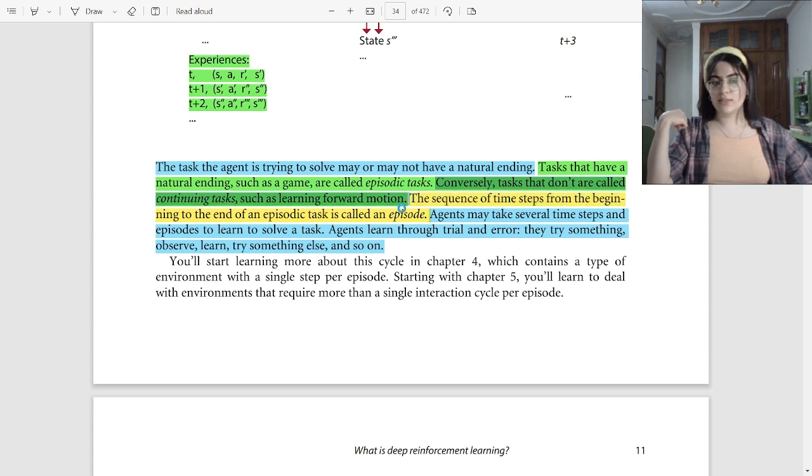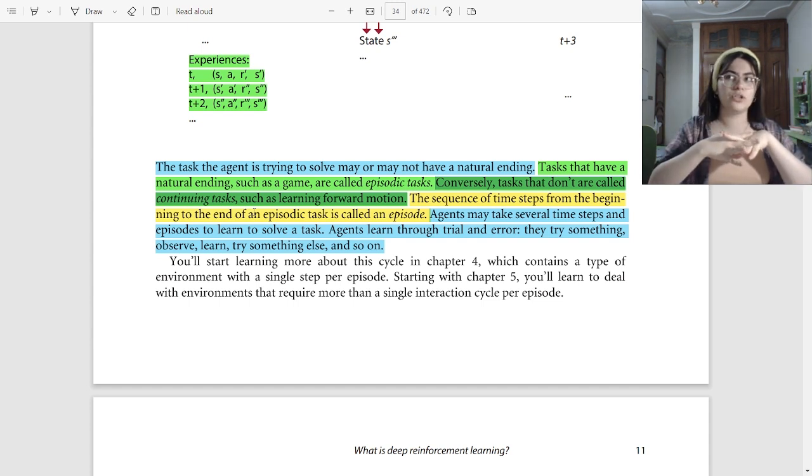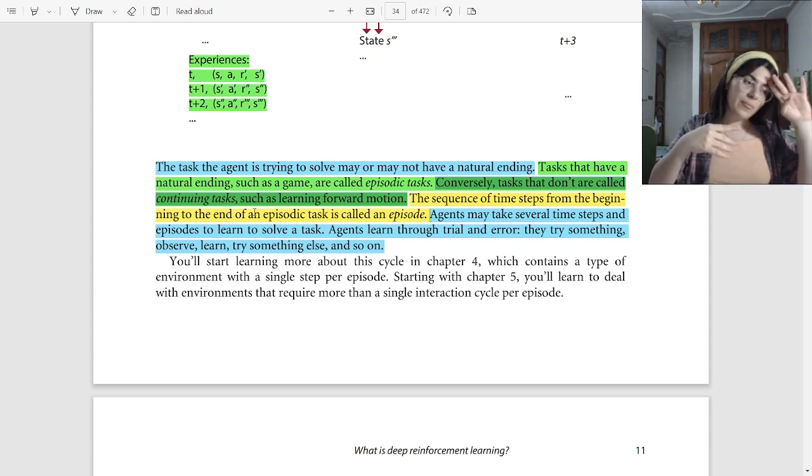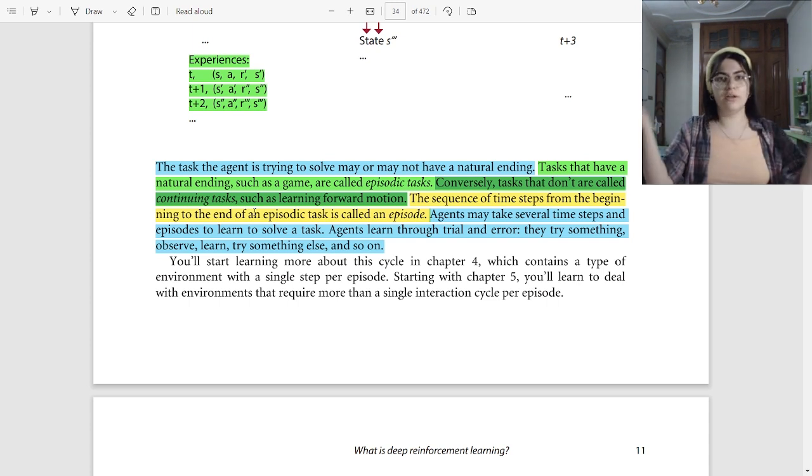Conversely, tasks that don't have a natural ending are called continuing tasks, such as learning forward motion. This is a good example too. Think about trying to teach your robot to just go forward. There is no natural ending there. Your robot will just go forever, but the goal is to learn how to do it correctly. The sequence of time steps from the beginning to the end of the episodic task is called an episode.